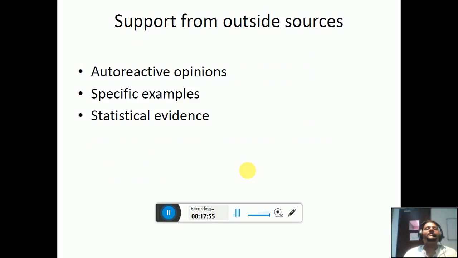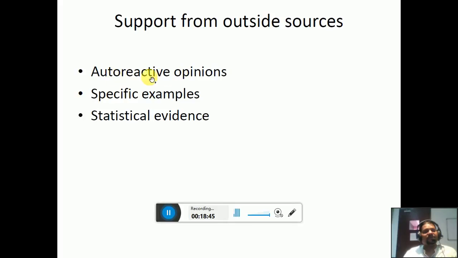And the next important thing, always support your arguments, support your rebuttals with evidence. And what kind of evidence? Authoritative opinions, like people who are in authority have given their opinions. Put them after you write your argument. For example, if I say demonetization is good, I will say the chief officer of Reserve Bank of India said that it will help in curbing the corruption issue in India. So it's an authoritative opinion.